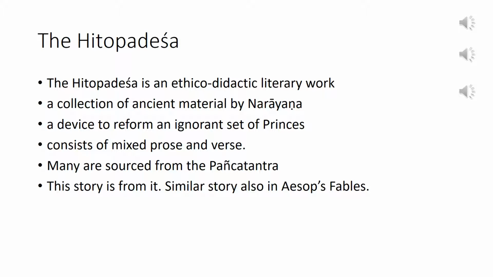Okay, let's move on to the Hitopadesha. The Hitopadesha is an ethico-didactic literary work that is a collection of ancient material put together by a person called Narayana. The stories that make up the collection are supposed to be a device used by a wise man named Vishnu Sharman to reform an ignorant set of princes. The stories consist of mixed prose and verse. The verses are mostly maxims and proverbs, whose meaning is illustrated by the stories in prose.